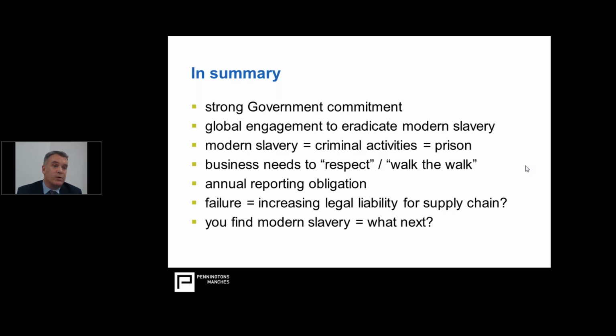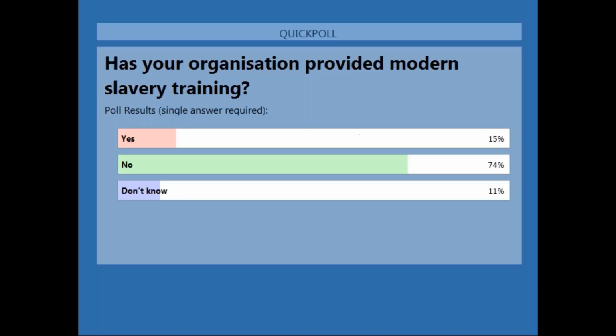Hopefully we have those poll results. Over to you, Eugene. Thanks, Chris, and we certainly do have the poll results in. The question: has your organisation provided modern slavery training? 15% of you answered yes, and we can see there's a significant majority of you who answered no, 74%, and 11% answered don't know. And now over to Judy for the questions.